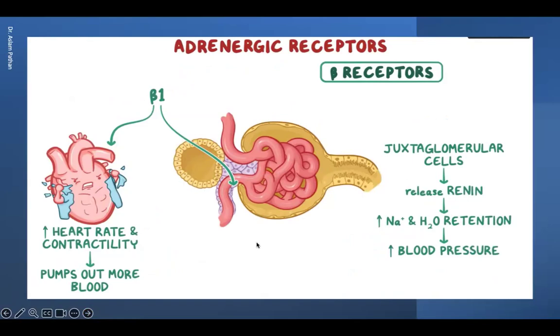The renin angiotensin and aldosterone system leads to release of renin in the juxtaglomerular cells, and this release of renin increases the sodium and water retention. If the sodium and water is retained in the body, that increases the blood volume, and increase in the blood volume leads to increase in blood pressure. Let us see the mechanism.